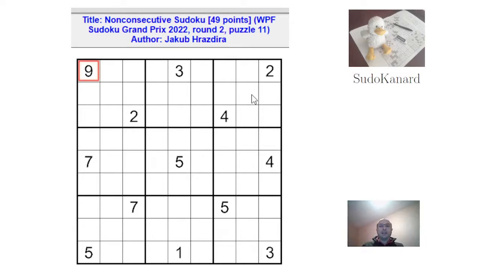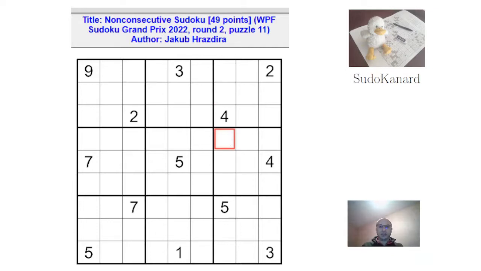So it's non-consecutive, which means that whenever you take two cells that are orthogonally adjacent, they must contain non-consecutive digits. For example, this cell could never contain a 3 or a 5, well, 5 by Sudoku, but not a 3 by non-consecutive. Same for those cells. They could never contain a 5 or a 3.